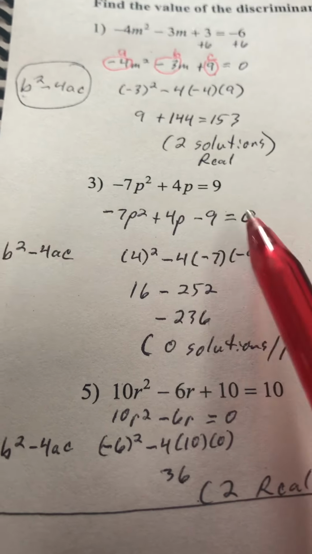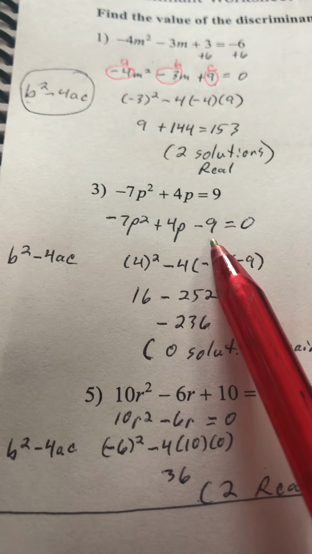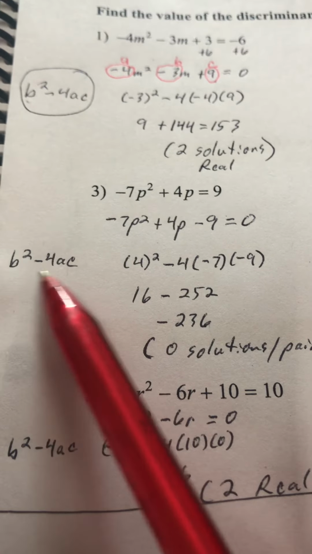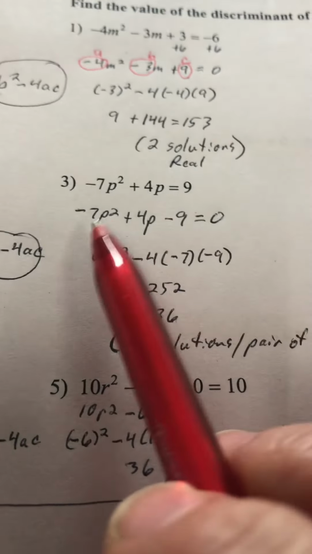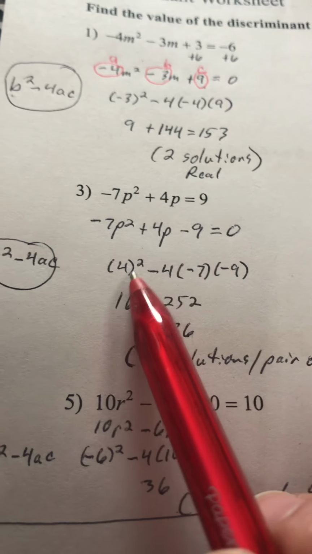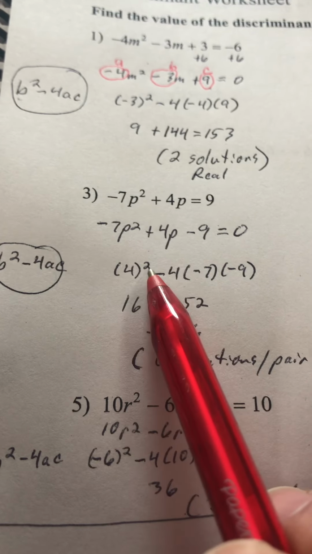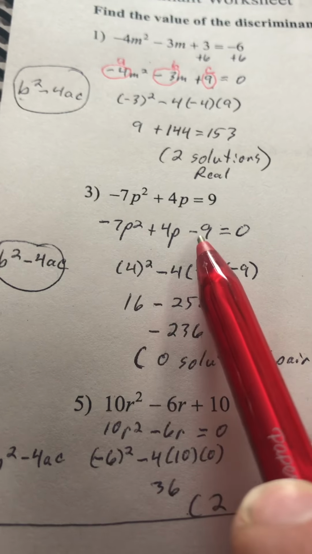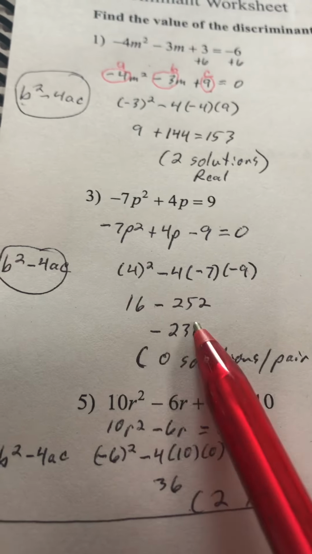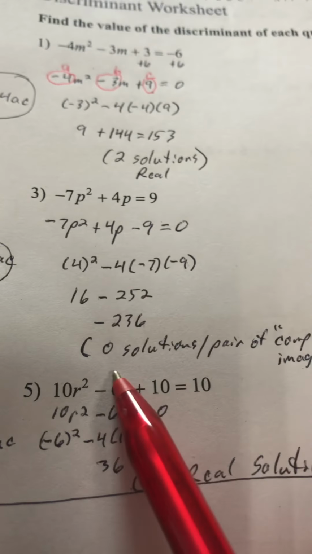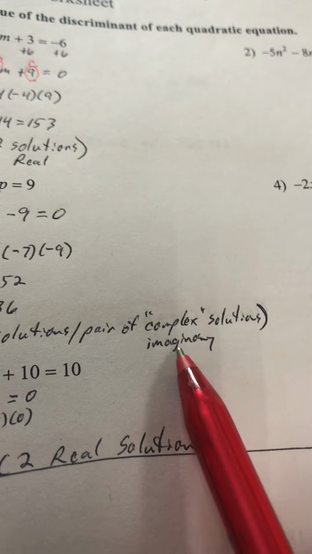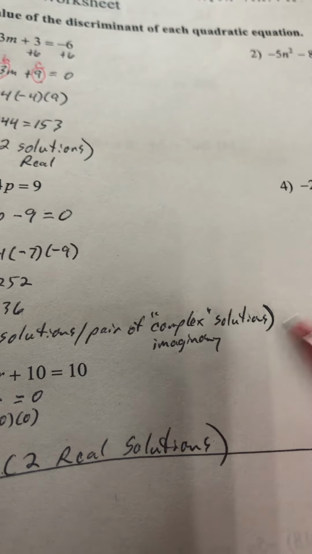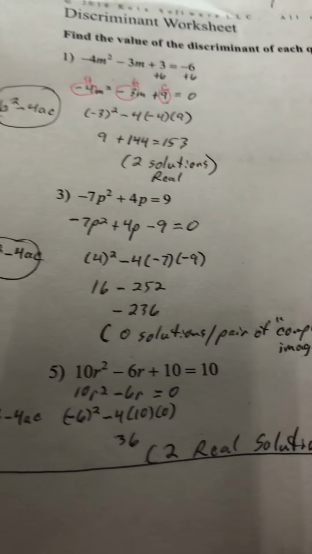I have to subtract 9 from both sides in order to get a 0 over here, so I have it in a quadratic form, and I'm going to use this from the quadratic formula again, and I am going to just plug in those numbers. Remember, here is my A, my B, and my C. So I take a positive 4 squared minus 4 times -7 times -9, my A and my C. I get negative 236, so we're going to have 0 solutions that are real numbers, but we're going to have a pair of complex solutions. We're going to have imaginary numbers in there, so however you want to word that.